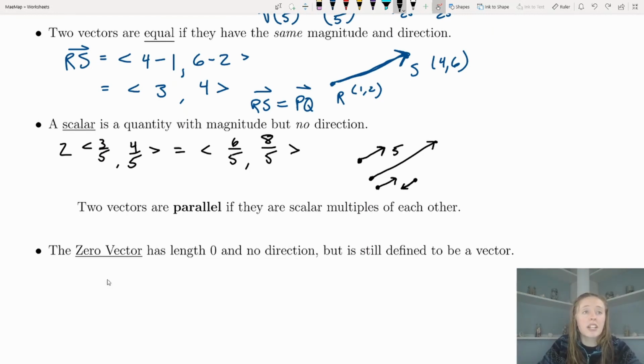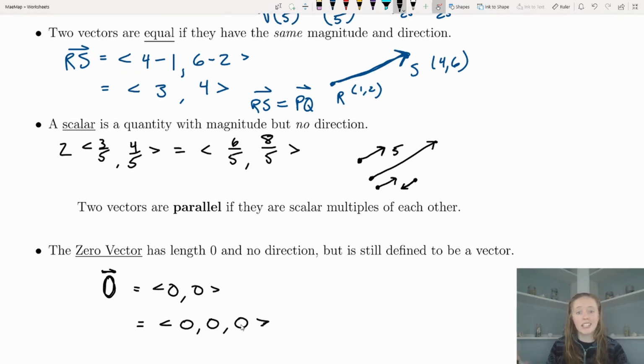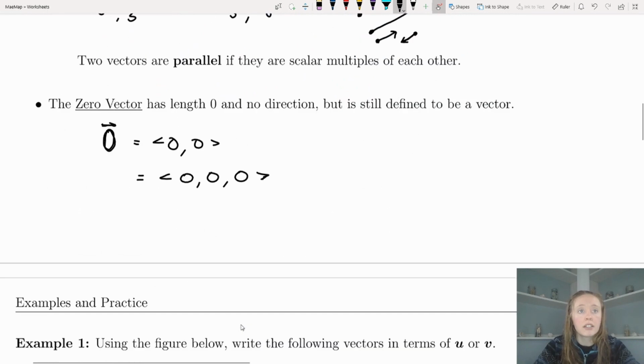Lots of times a 0 vector is noted as a bold 0 in vector notation. That just represents the 0 vector. So if we're working in a plane, that would be 0, 0. If we're working in 3 dimensions, that would be 0 in the x, 0 in the y, and 0 in the z, which we'll jump into in the next example video. But for now, we're just working with that xy plane.